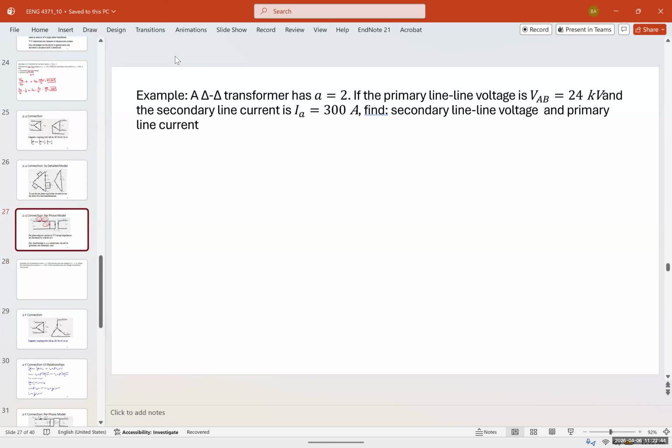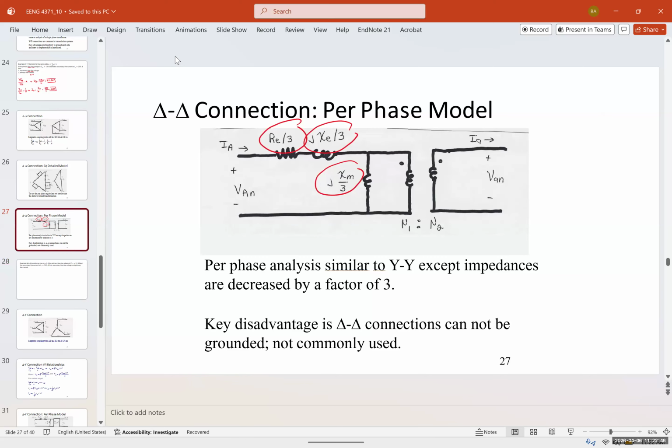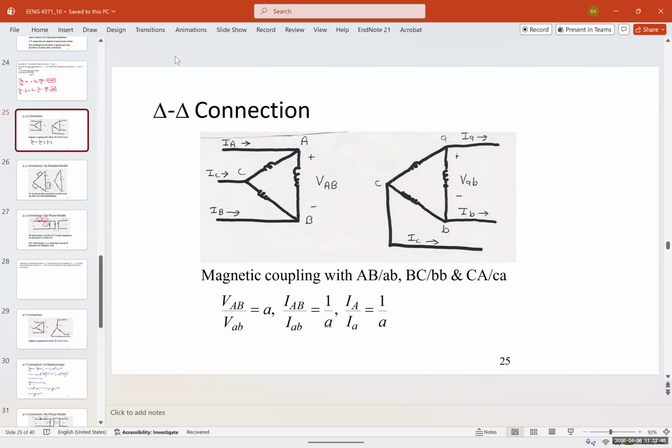It's going to be, again, here is the delta-delta equation. It's going to be the same as what we had for a single phase.